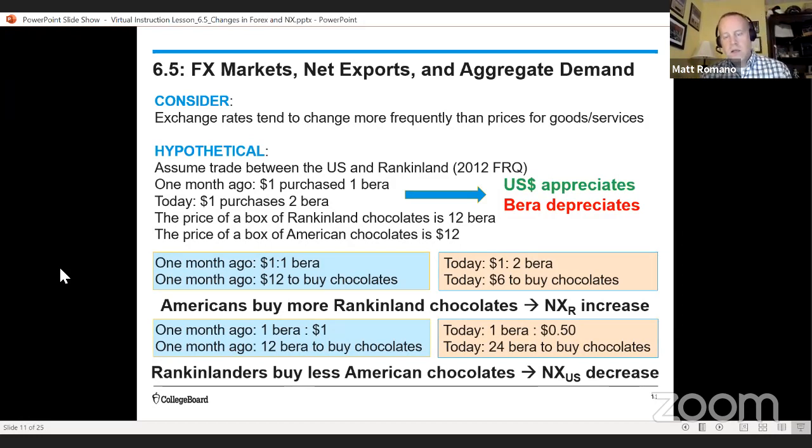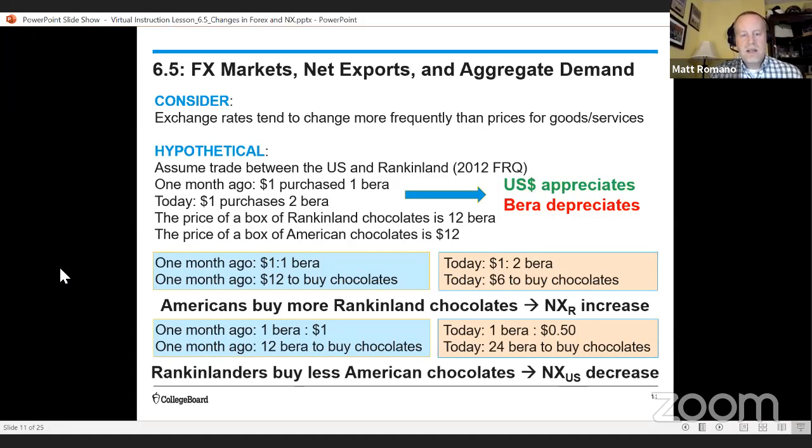So once again, make the connection here. What you need to know: if the dollar, in this case we're talking about the US, is increasing in value, it's appreciating, US goods are going to become more expensive and net exports from the US are going to go down. Let's look at that same example another way.